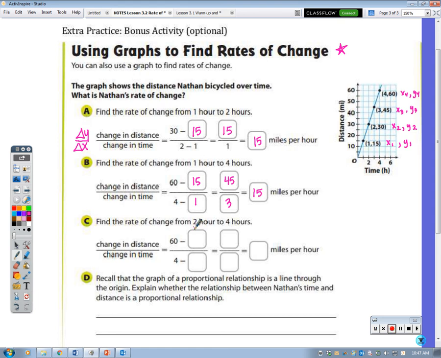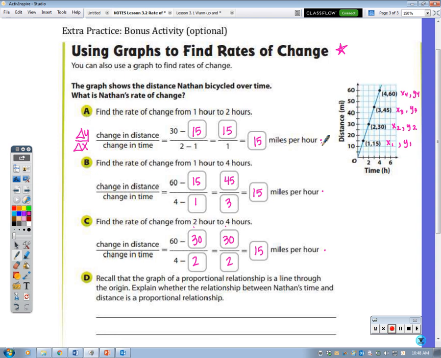And then we're going to go from 2 hours to 4 hours. So from 2 to 4. So 60 miles minus 30 miles gives us 30. And 4 hours minus 2 hours gives us 2. If we simplify this down, our rate of change is 15 miles per hour. So all of these here are constant. So we have a constant rate of change.